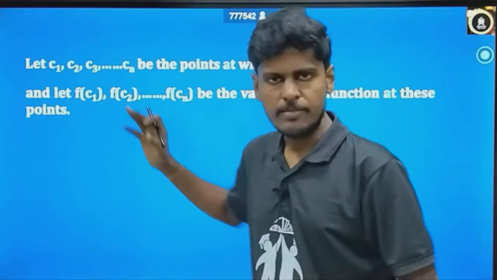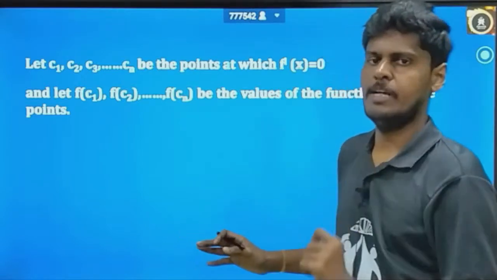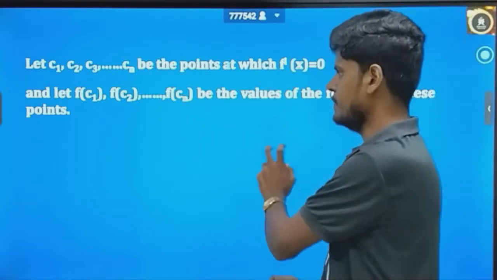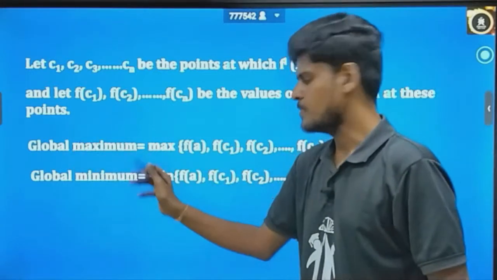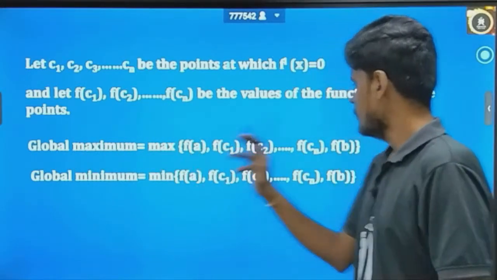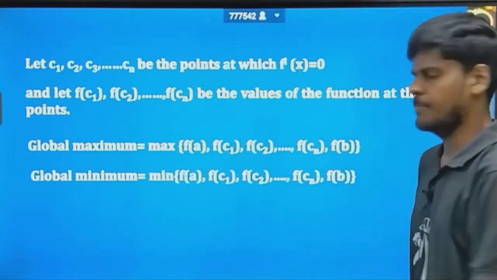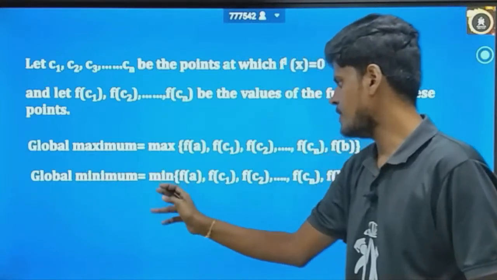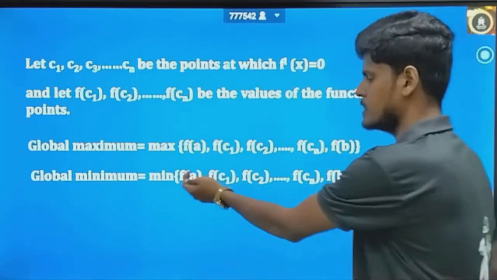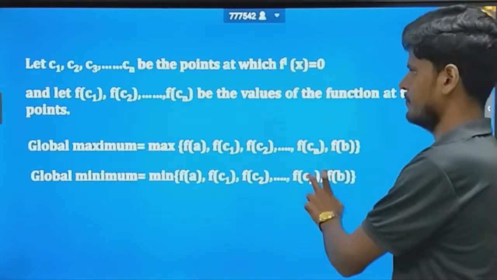That is for sure. So what we need to find is all these values, and also the boundary values, that is f of a and f of b. And find the maximum most and minimum most value. That is, global maximum is equal to the maximum of the boundary values, f of a and f of b, and values at critical points. Minimum value, absolute minimum or global minimum, will be the minimum most value among these, that is f of a, f of b, and critical point values.